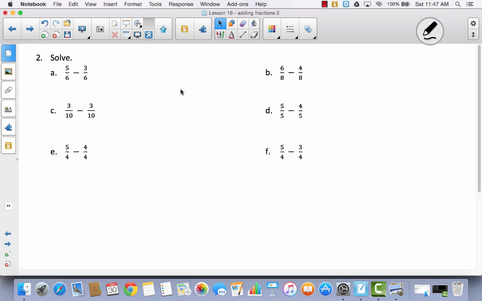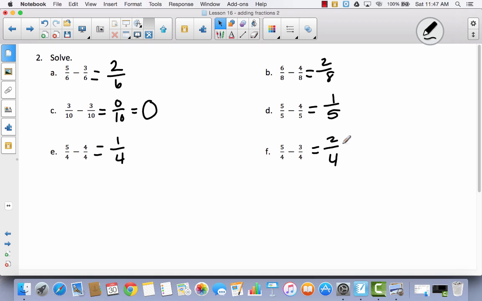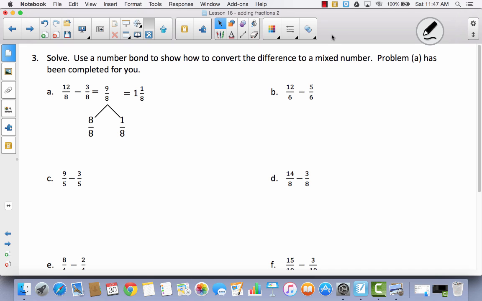All right, now we're going to solve 5/6 minus 3/6 with our number sentence. So 5/6 minus 3/6 is going to be equal to 2/6. 6/8 minus 4/8 equals 2/8. 3/10 minus 3/10 would be 0/10, which means 0. 5/5 minus 4/5 equals 1/5. 5/4 minus 4/4 equals 1/4. And 5/4 minus 3/4 equals 2/4. So again, I think mostly this part was pretty simple. Okay? All right, now we're going to move to something just a little bit more complicated.